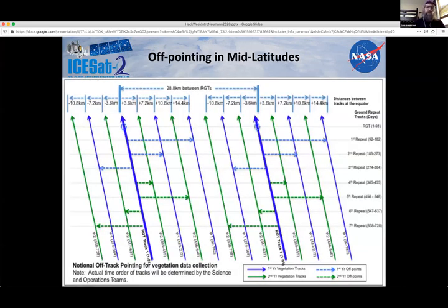In the polar regions, we're pointing at the same ground tracks every 91 days with the goal of measuring elevation change of the ice sheets and measuring the sea ice freeboard. In the mid-latitudes, our requirement is to enable estimates of global canopy height as a means to get at above ground biomass.